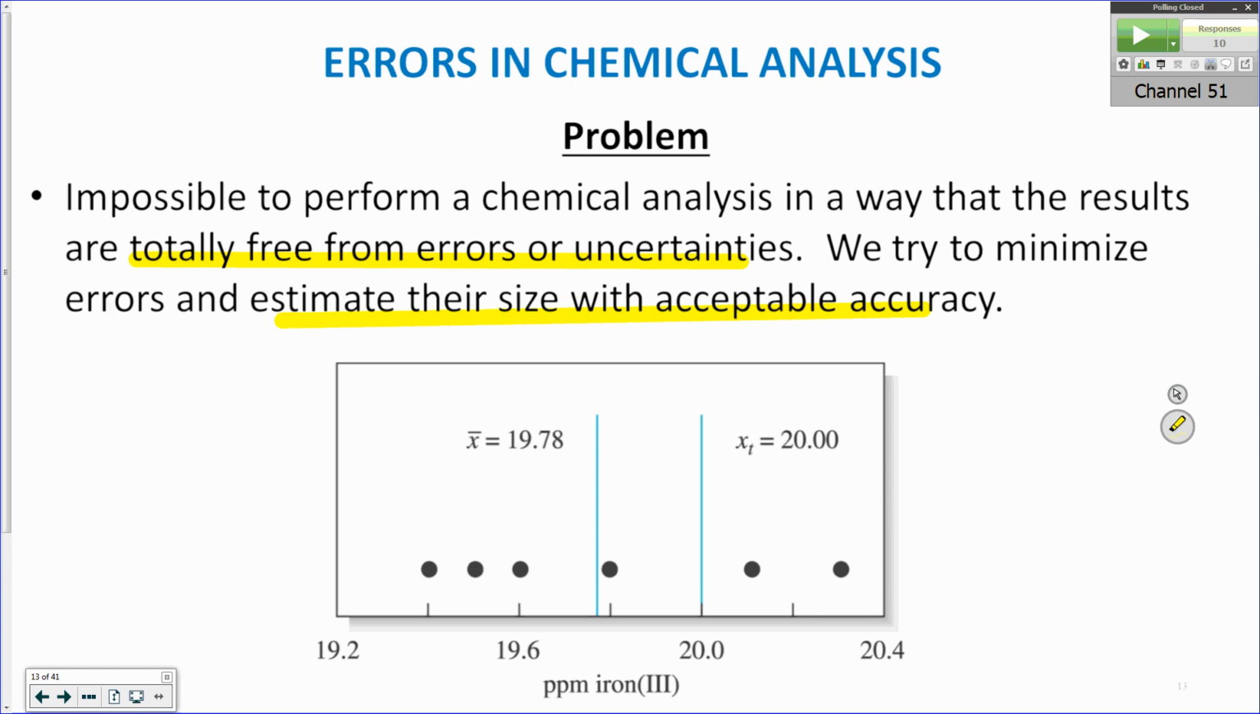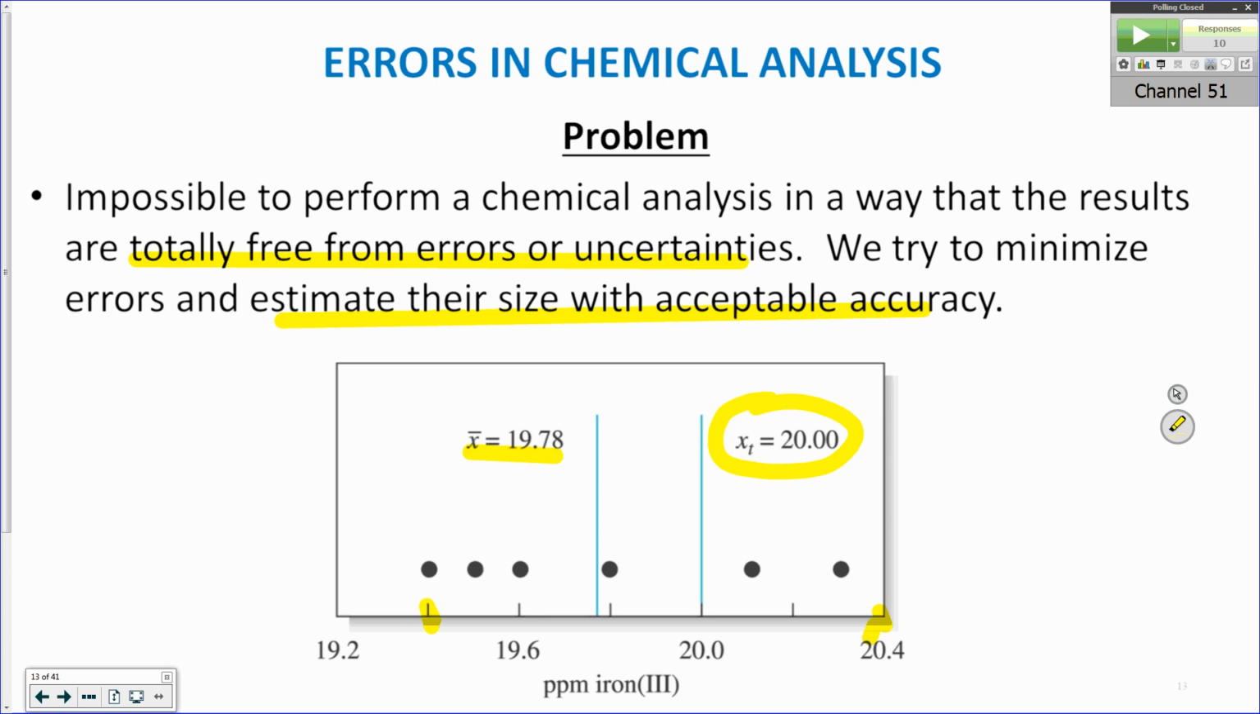So this was the example of the iron analysis, and the data is scattered from all the way down here at 19.4 all the way up to almost 20.4. The average of those 6 data points is 19.78. The true value is 20, as it's determined to be in this one. So is that statistically bad data? Well, it depends on what the acceptable accuracy is.